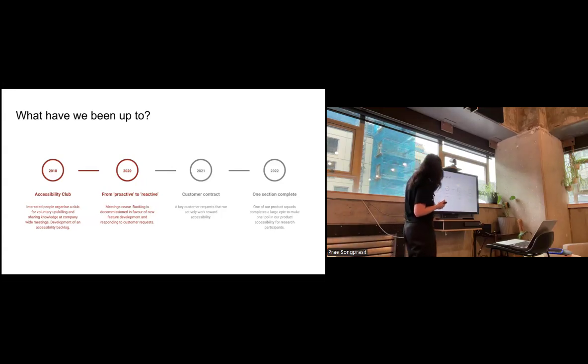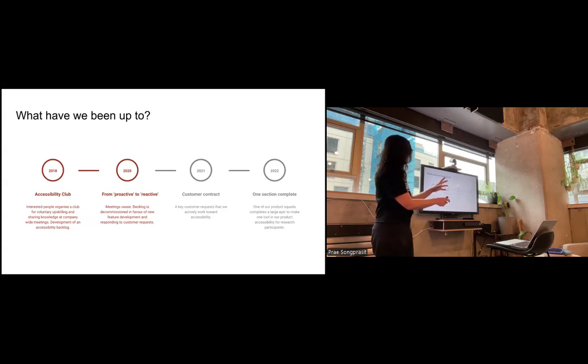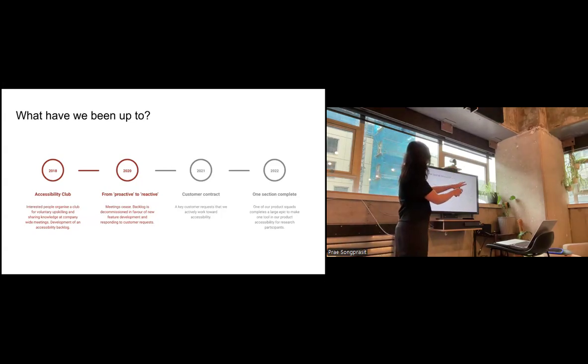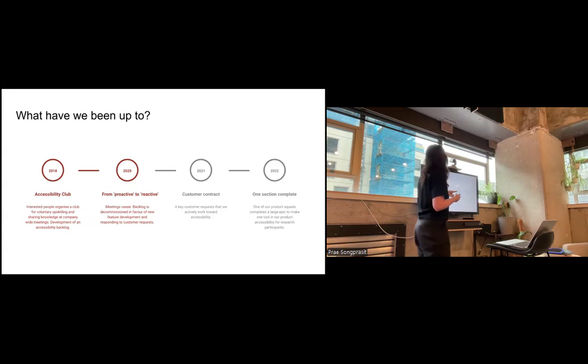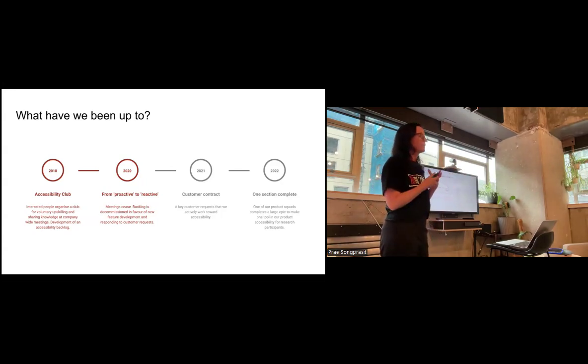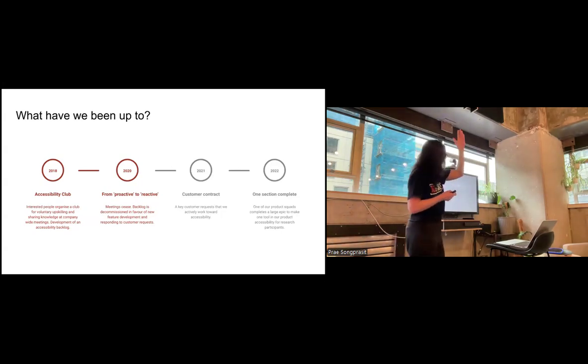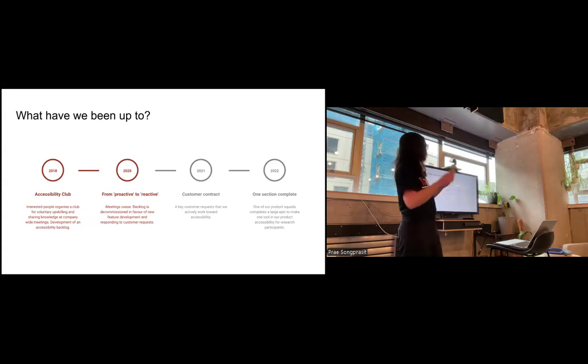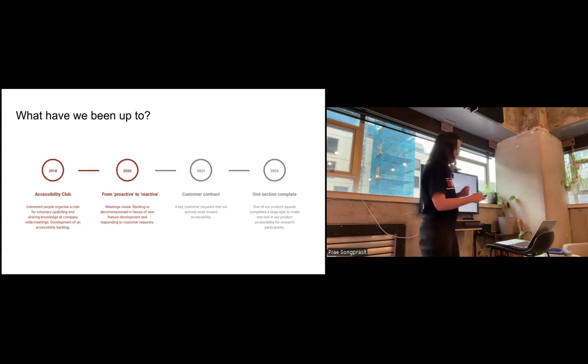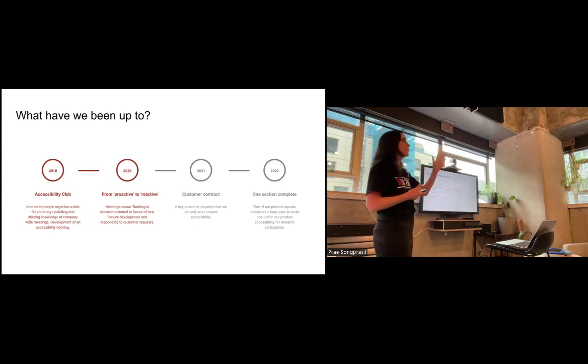So we've had various things in the past, an accessibility club. We went from a state of being proactive to reactive, in the sense that we had this big accessibility backlog to-do list, but we axed that in favor of, well, we'll do what customers ask us to do. In 2021, we got a key customer say, hey, we're keen to use your products, but we have this accessibility requirement. And by 2022, we'd had a slice of our product, you know, tick accessibility done. But it's interesting to see the waves of enthusiasm, you know, people come, people go.